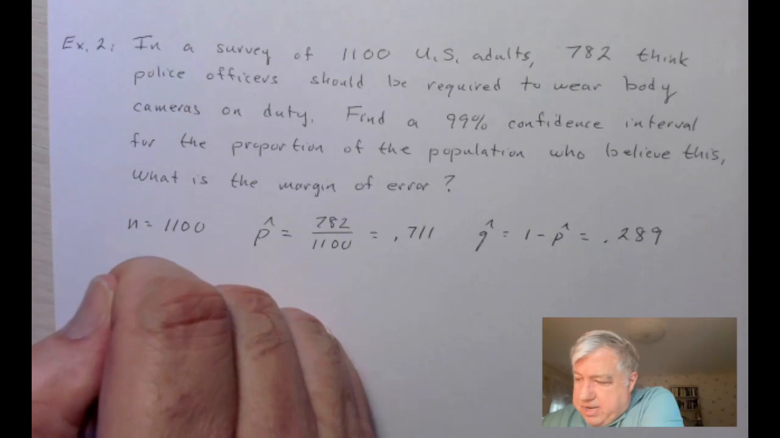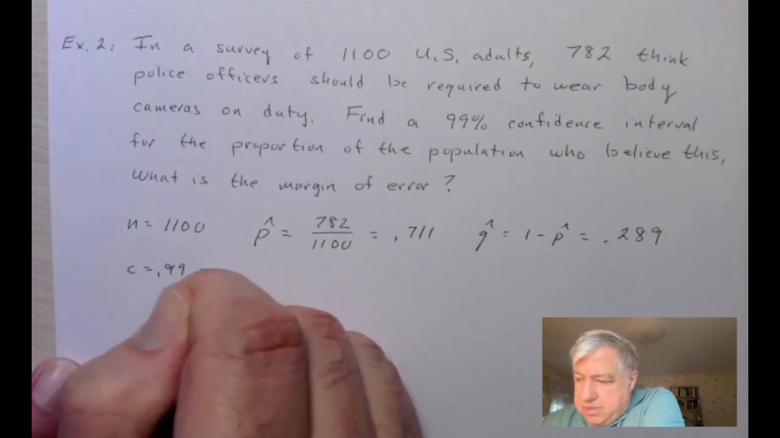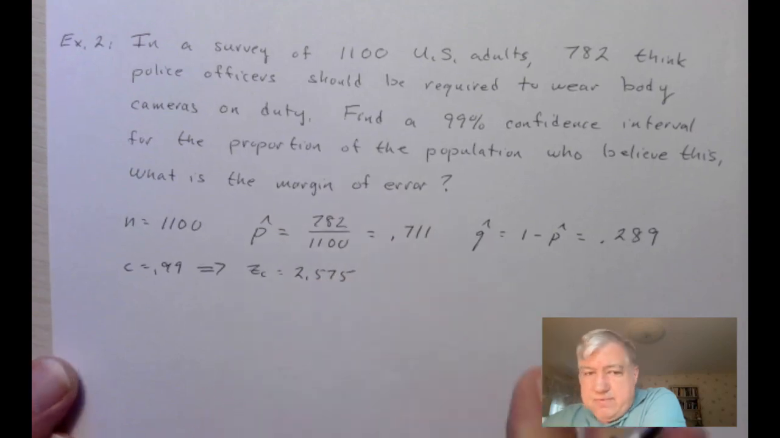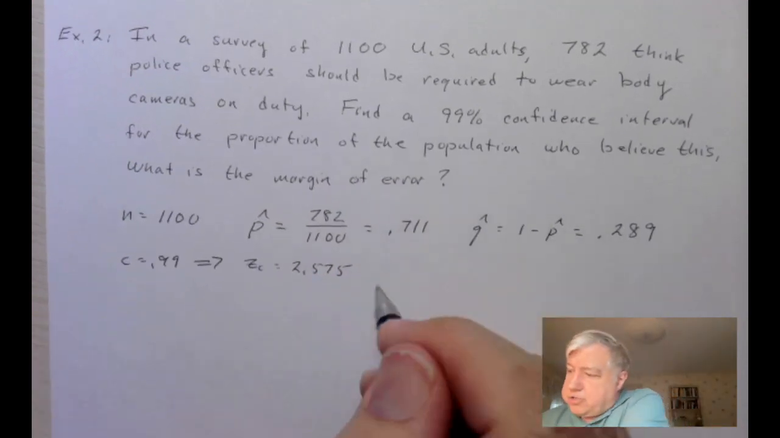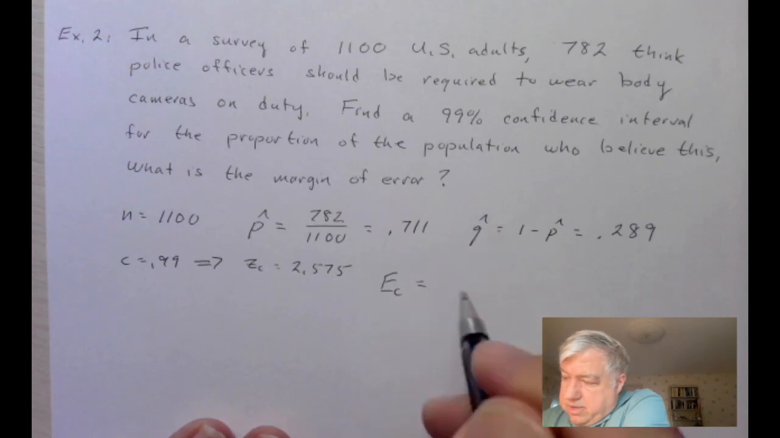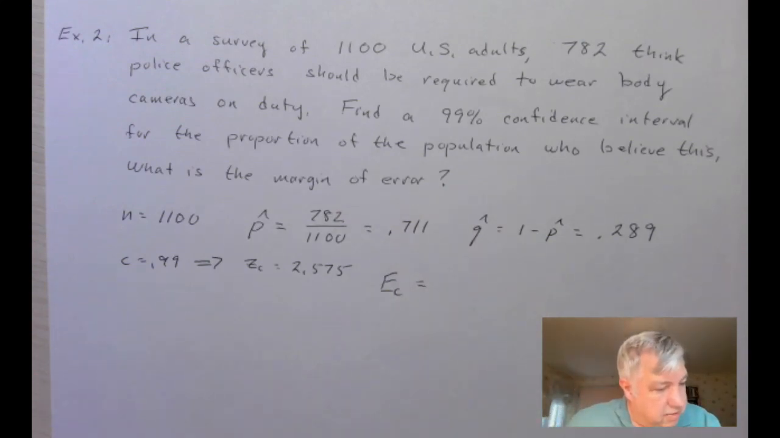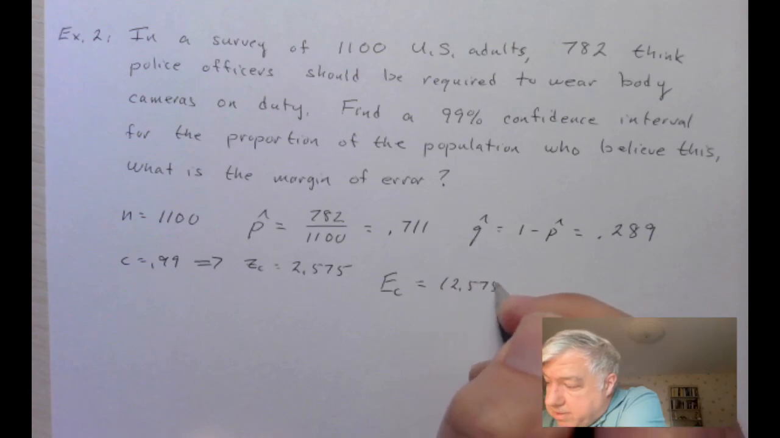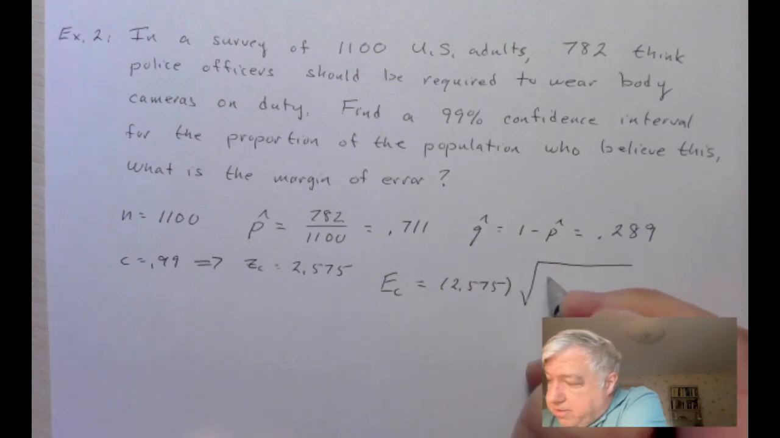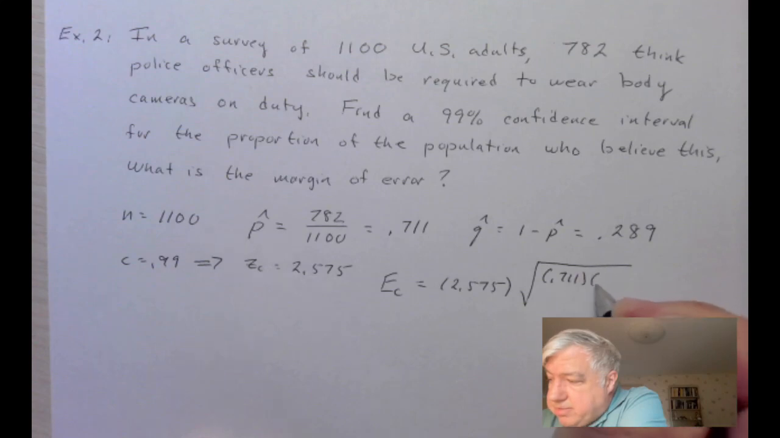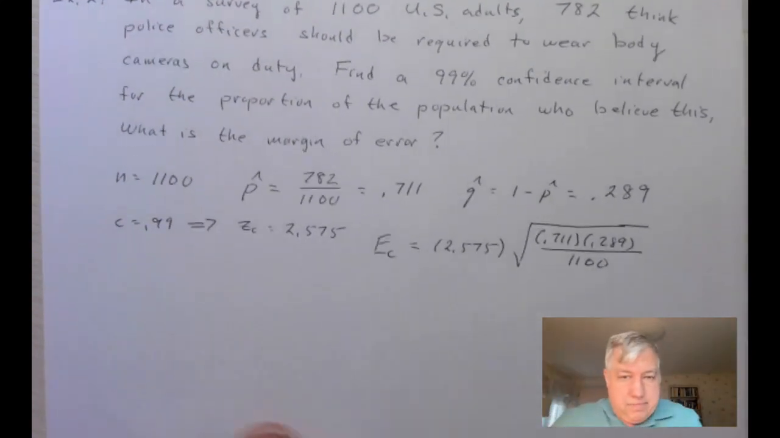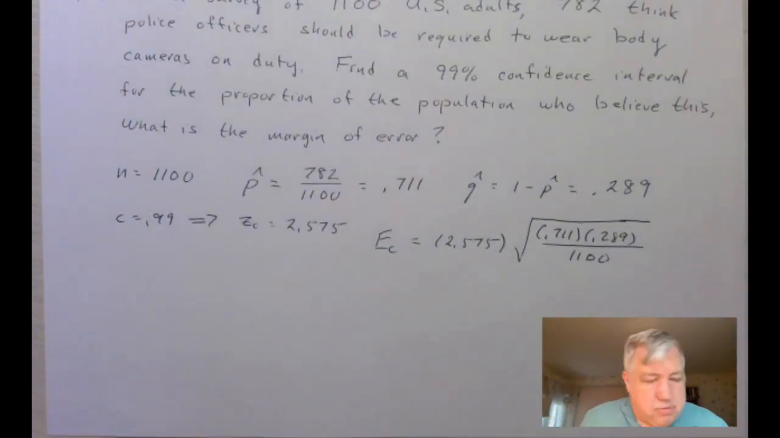c is 0.99 in this case. So z sub c is 2.575, and our margin of error is 2.575 times the square root of 0.711 times 0.289 all over 1100, which is equal to 0.014.